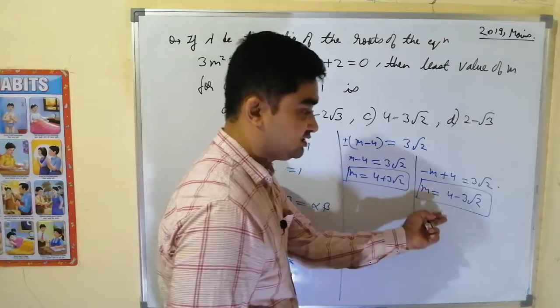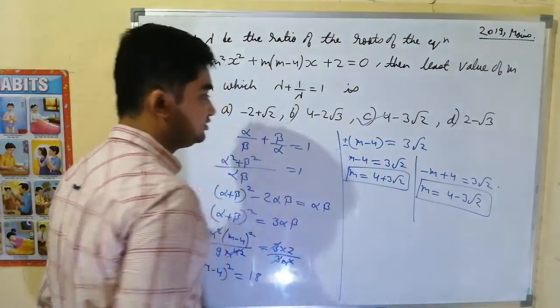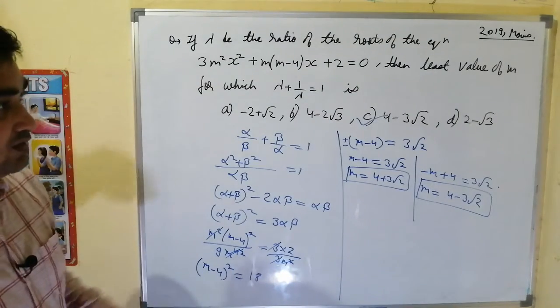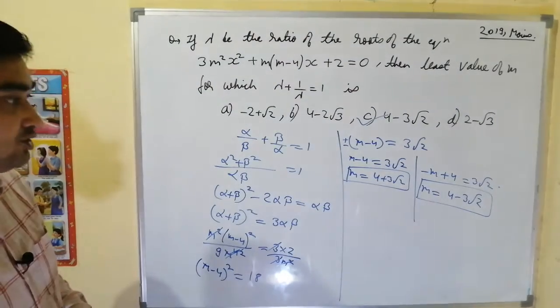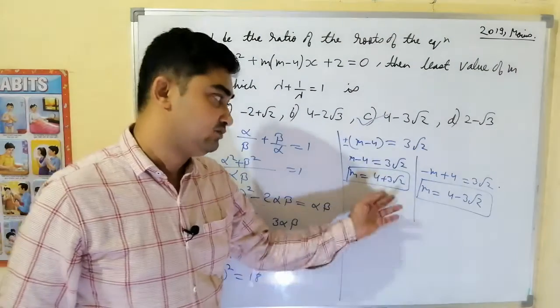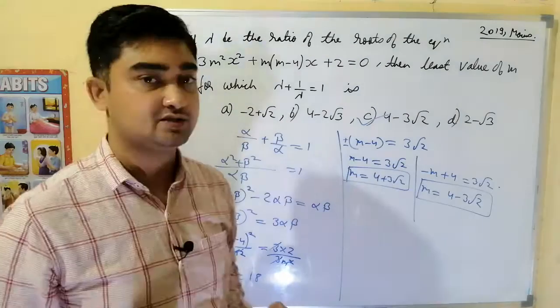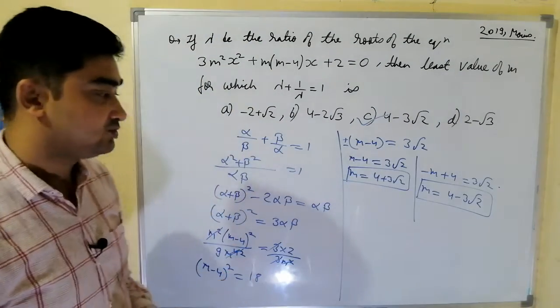This is bigger and this is smaller. So the least will be this if this is given in the options. So this is given, so this is the answer. 4 plus 3 root 2 is not given as an option. If this is not given and this is given, then this is the answer. If both are given, then also this is the answer, because this is least. So now we will move to the next problem.